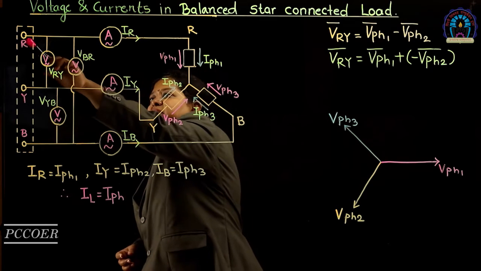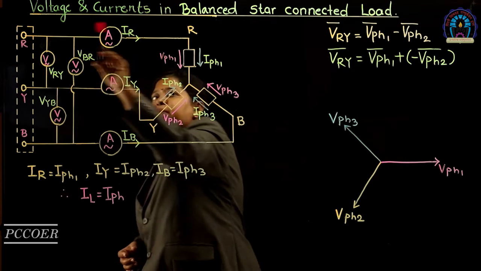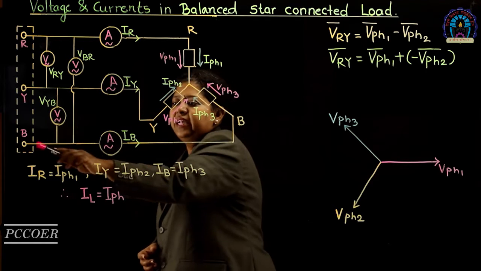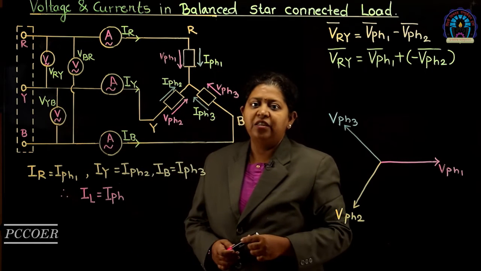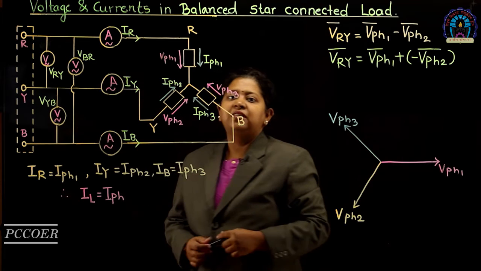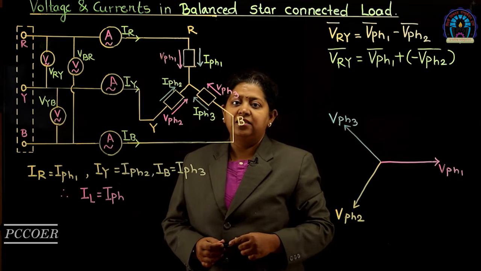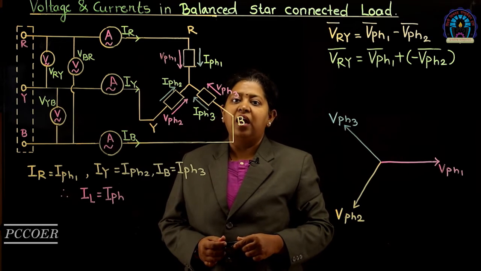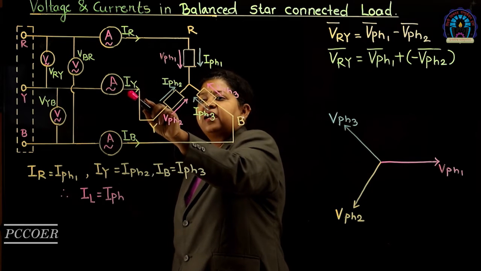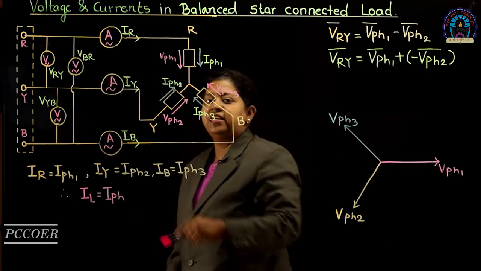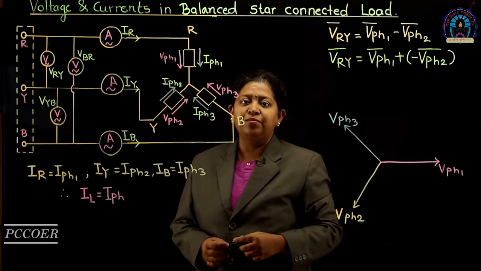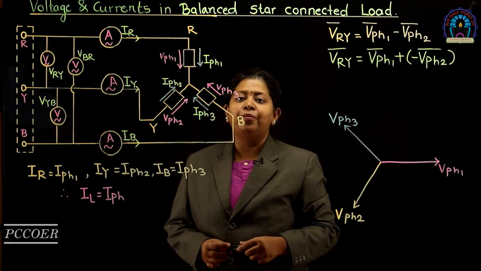The wires which are connecting the supply terminals to the load terminals are called supply lines or simply lines. So, the currents flowing in these three lines are called line currents. They are denoted by the symbol IL. The current in the first line is IR, the current in the second line is IY and the current in the third line is IB. The directions of these currents shown in this diagram represent the assumed positive directions of current flow.